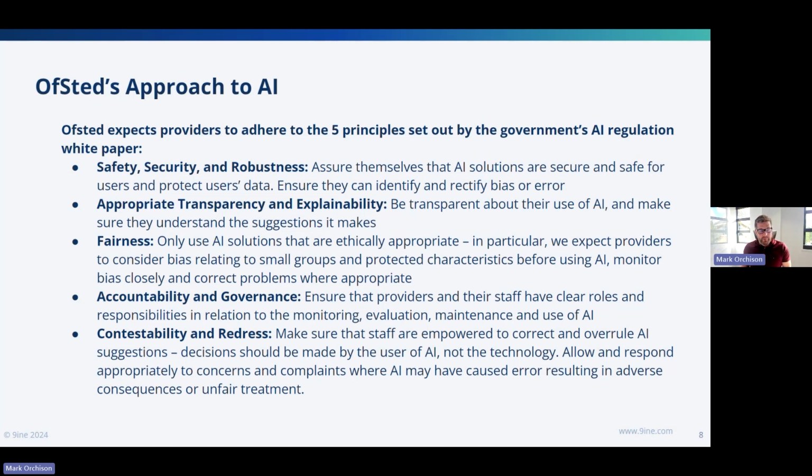So with safety, security, and robustness, you are expected to assure yourself, as in assure your school, that AI solutions are secure and safe for users and protect users' data, and ensure that you as a school can identify and rectify bias or error. So that can become part of the inspection framework. So Ofsted could say, show us how you have evaluated the AI from a safety, security, and robustness perspective. How are you confident that the AI that you're using is secure and safe, and that it protects users' data? And how are you managing to reduce the risk of bias or error of those platforms?